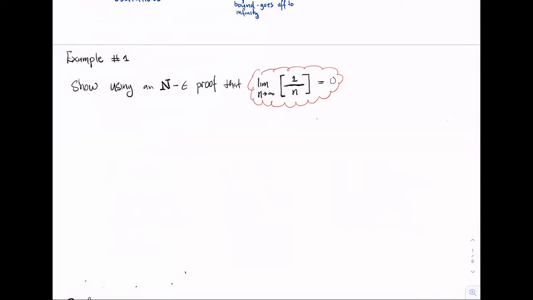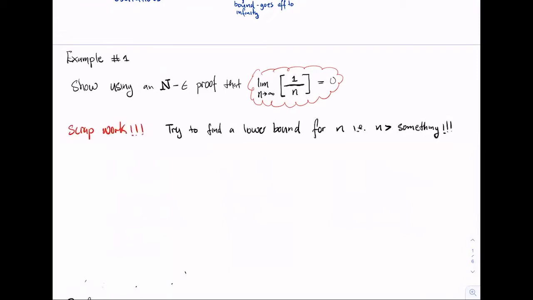So the first thing we want to do when we're doing these proofs is that we want to always remember our scrap work. When we talk about scrap work, we're basically trying to find a lower bound for n. That is, we want to find the inequality n greater than something. Once we find that something, we're going to choose capital N to be equal to that. All right, moving right along.